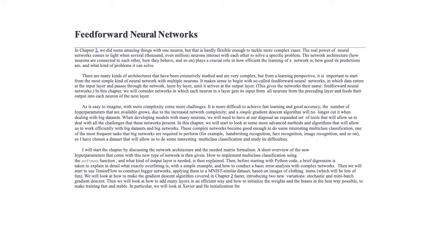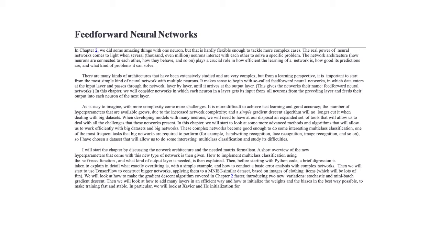Feedforward neural networks. In chapter 2, we did some amazing things with one neuron, but that is hardly flexible enough to tackle more complex cases. The real power of neural networks comes to light when several, thousand, even million, neurons interact with each other to solve a specific problem. The network architecture, how neurons are connected to each other, how they behave, and so on, plays a crucial role in how efficient the learning of a network is, how good its predictions are, and what kind of problems it can solve.